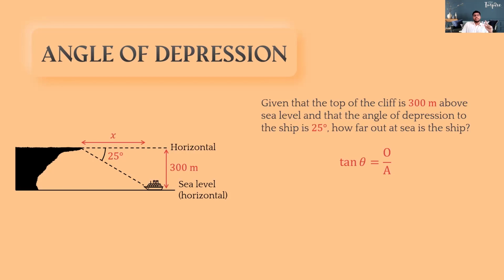So then, children, again I use tan because I have to use opposite over adjacent, right? So I use tan 25 equals 300 over x. So I can work this around. Now you all know how to do this. You can enter it in your calculator and get the answer. So that means the ship is 643 meters out at sea.